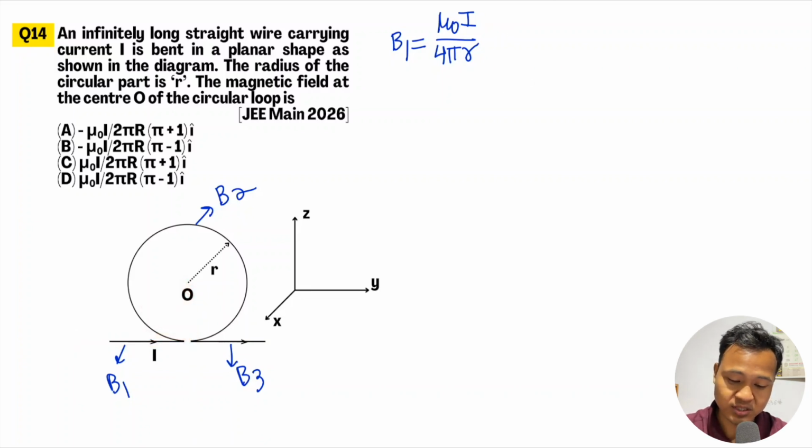So dl is along the current. The given point is from the element towards the given point. You curl it like this, so it will be outwards.